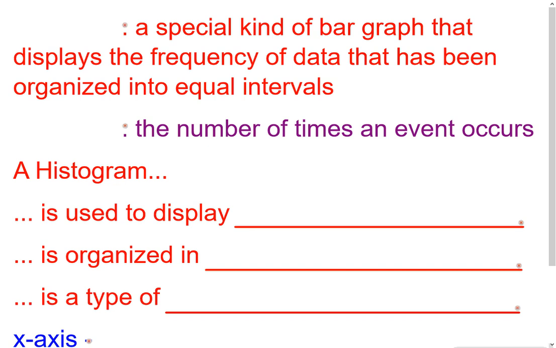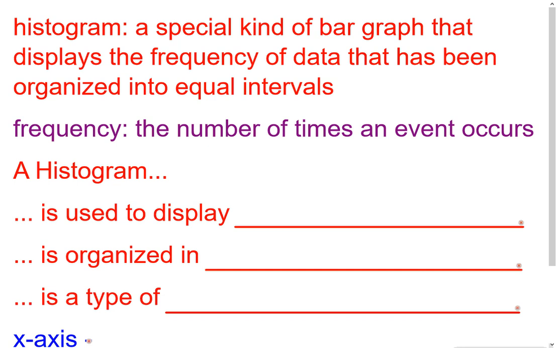You're probably looking at this and guessing that this is the definition of a histogram. Just a special kind of bar graph that's going to display frequency, and we're going to talk about frequency in just a little bit, of the data that has been organized into equal intervals. And then my next piece of vocab here is the number of times an event occurs. That's that little word called frequency that I just talked about.